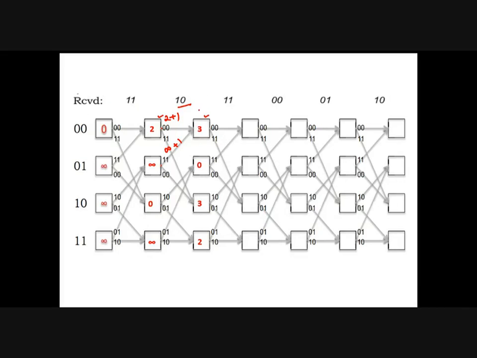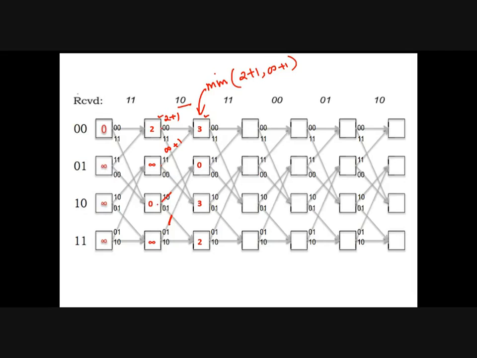Okay, so this is, if I can write, I will write minimum of 2 plus 1 comma infinity plus 1. So we have chosen 3. Moving to the second stage. At the second stage we have the second state, that means we have this path or this path, either this path or this path.